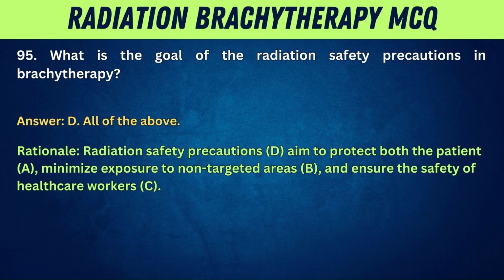Answer: D, all of the above. Rationale: radiation safety precautions, D, aim to protect both the patient, A, minimize exposure to non-targeted areas, B, and ensure the safety of healthcare workers, C.